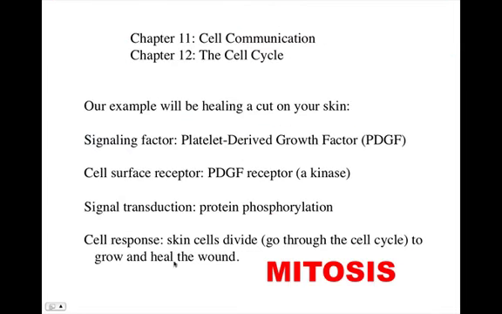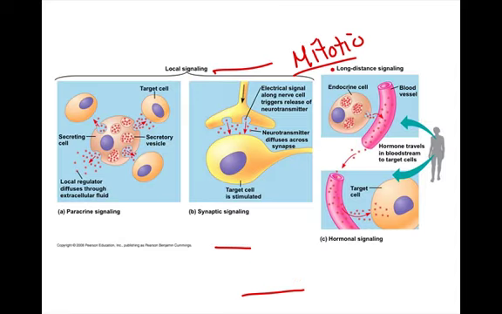Okay, so the cell division that we're going to talk about is an example of mitosis. This cell cycle is the mitotic cell cycle, and most of the cells in your body, except the cells that make sperm and egg, all the other cells would be going through mitosis.